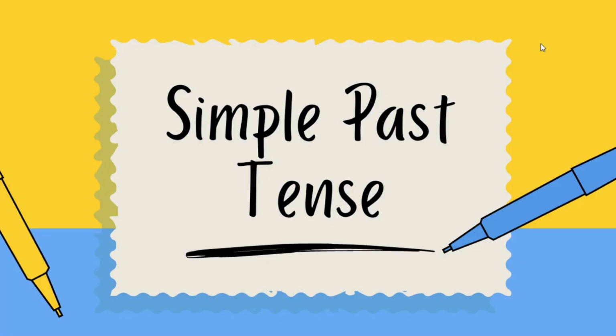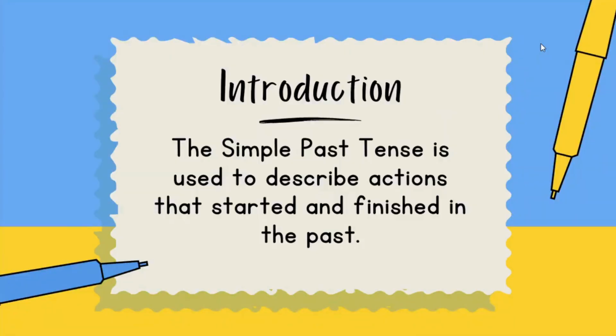Simple past tense. Let's learn together what is simple past tense and its structures and examples. First of all, let's learn what is simple past tense. So, this tense is used to describe actions that started and finished in the past. We are using simple past tense for those actions that started and finished in the past.